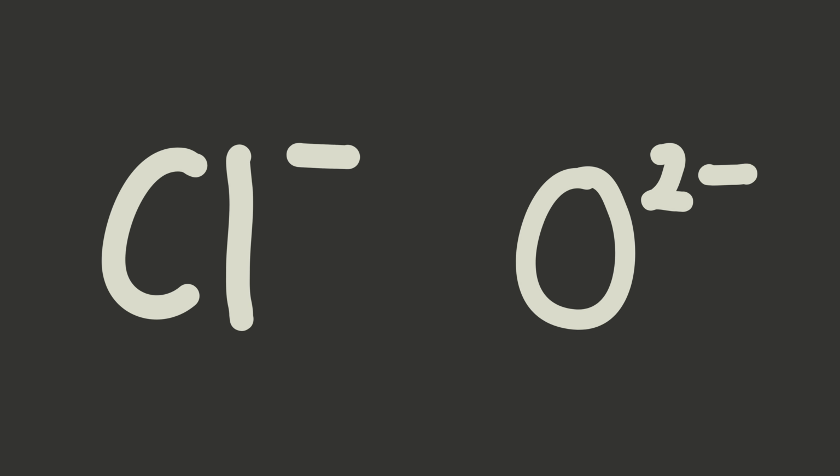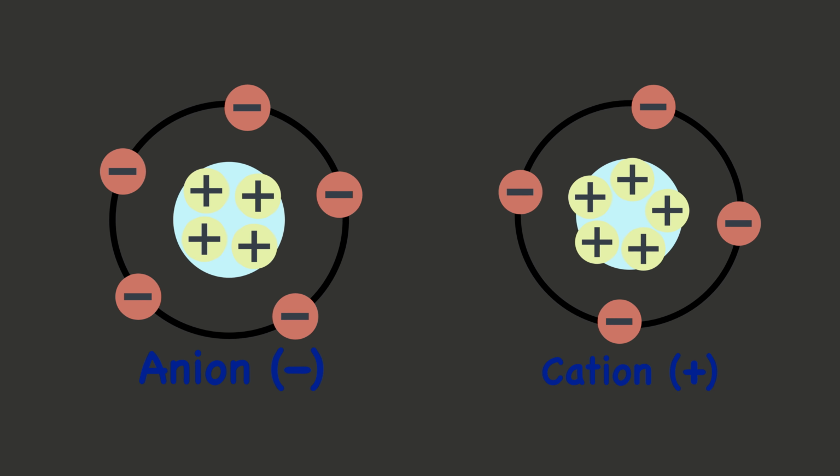Here are some examples. Now let's look at their models side by side. In the case of the anion, we have 5 electrons and 4 protons, so the atom has one extra negative charge, giving it a -1 charge. On the other hand, for the cation, we have 5 protons and 4 electrons, meaning there's one extra positive charge, giving it a +1 charge.